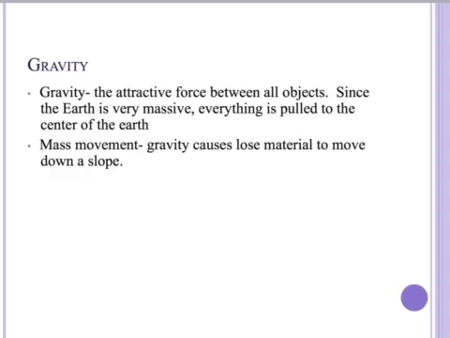So I talked about wind and water a little bit. Now I'm going to talk about gravity. Gravity is the attractive force between all objects. So since the Earth is very big, very massive, it's going to pull a lot of the small things here on Earth towards the center of the Earth. Mass movement: gravity causes loose material to move down the slope. So gravity is just pulling stuff down the hill.